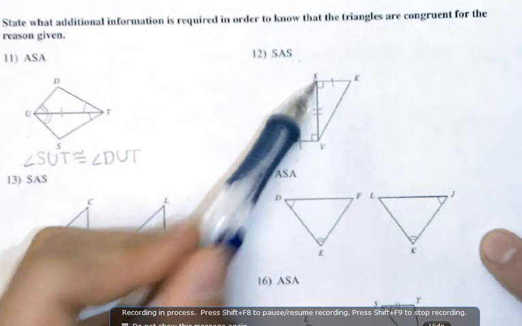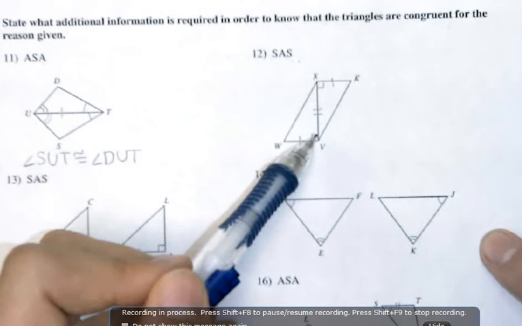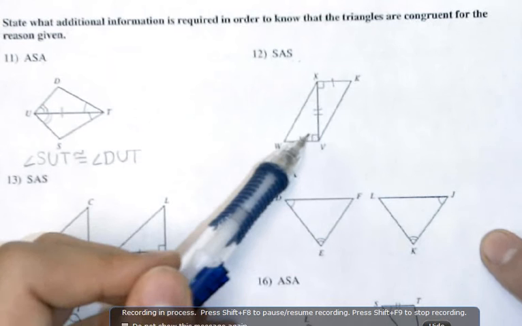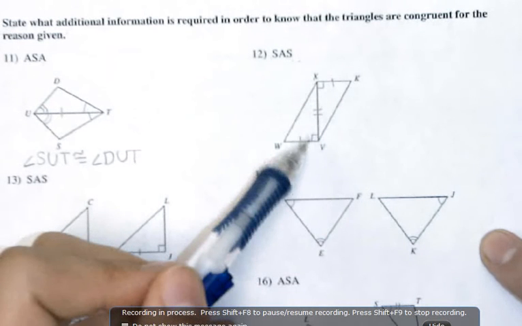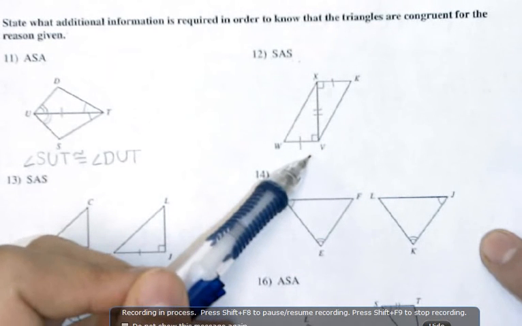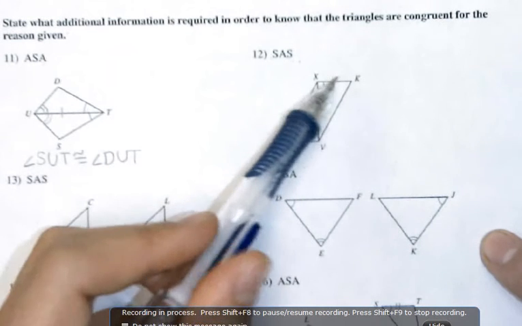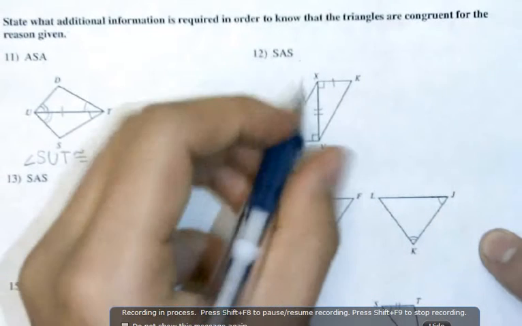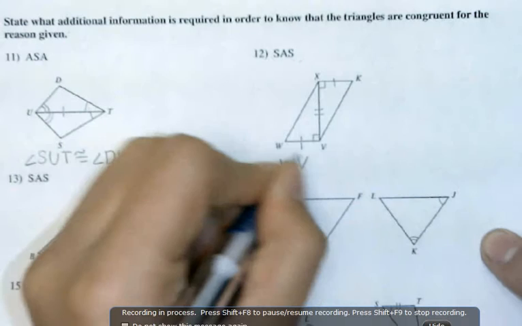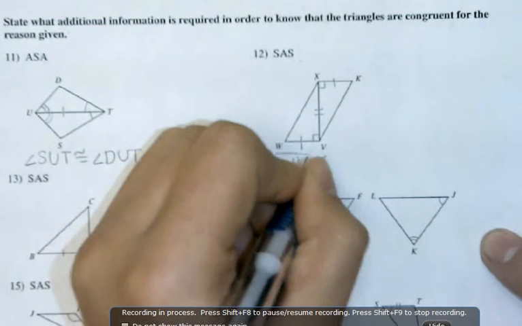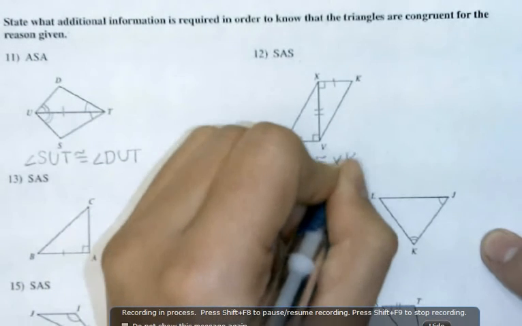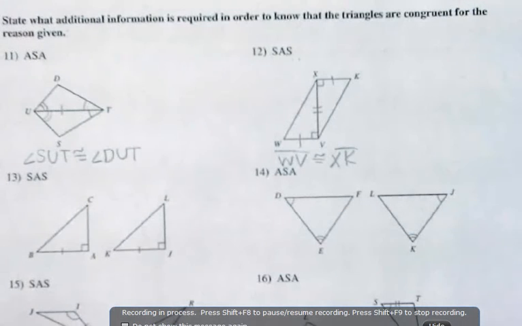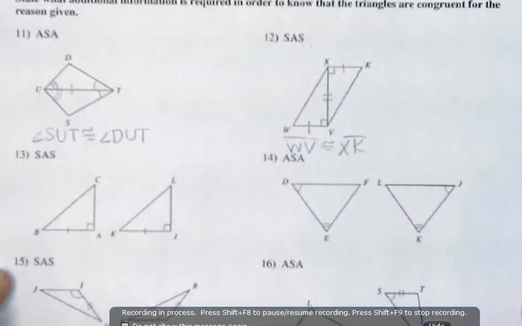XV is congruent to itself using the reflexive property. So that's easy to show using a theorem. So the information that I need that isn't shown and that I can't use a theorem for is showing that segment WV is congruent to segment XK. So that's additional information that would need to be given to me.